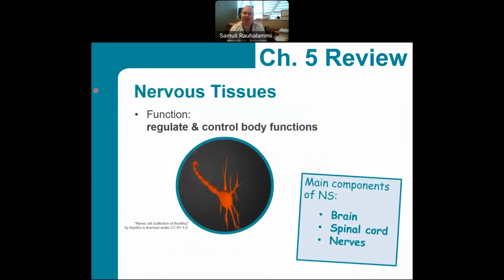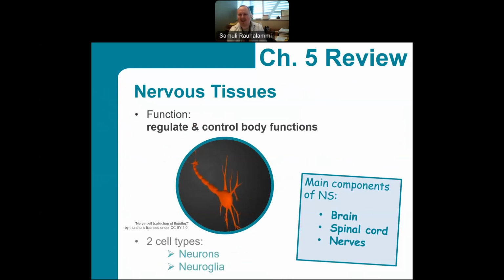Now, let's finish off by having a look at nervous tissue. Nervous tissue is, of course, important in regulation and control of your body functions. And we will talk in great detail about the nervous system as we move to the second half of this course. The main parts of the nervous system include brain, spinal cord, and nerves. During that part of the course, we'll get to dive into finer nuances and details of these nervous tissue cells.